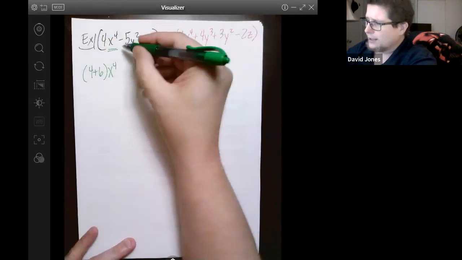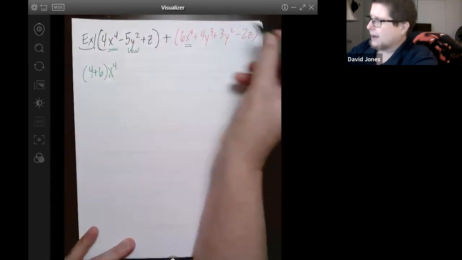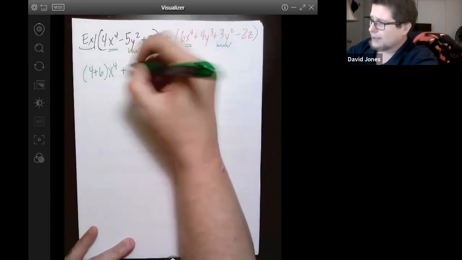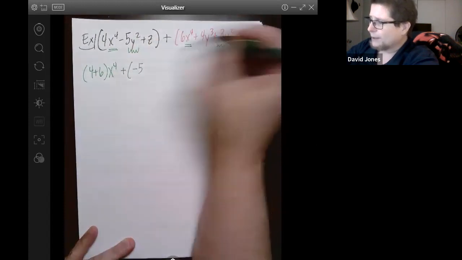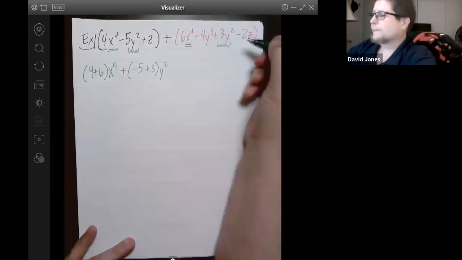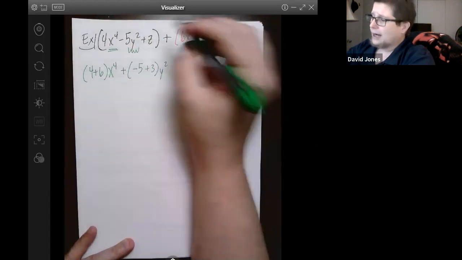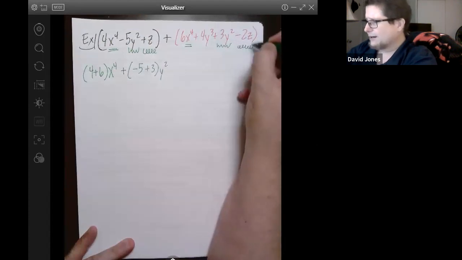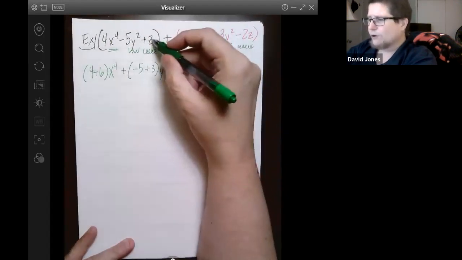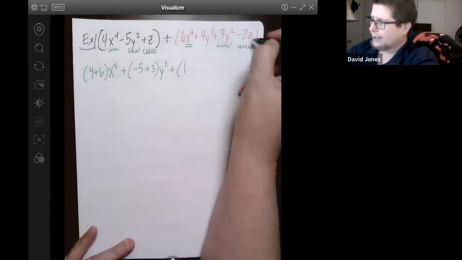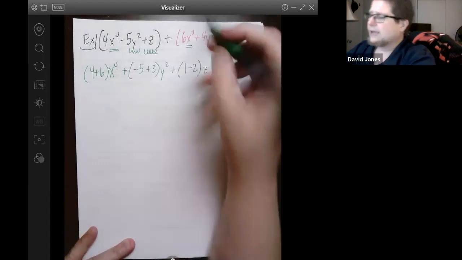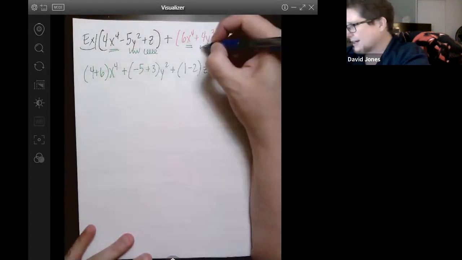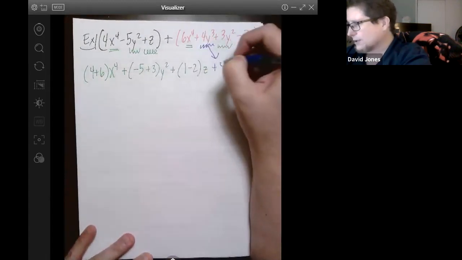Then I look at the next one. I got a y squared here and a y squared here. So I'm going to say plus negative 5 plus 3 y squared. Then I've got a z, and I've got a negative 2z here. Plus, when no coefficient is listed, we put a 1 in. 1 and negative 2z. And now I've done all the ones in there. Let's go to the last one that's unlisted. I've got to just put that somewhere. Plus 4y cubed.